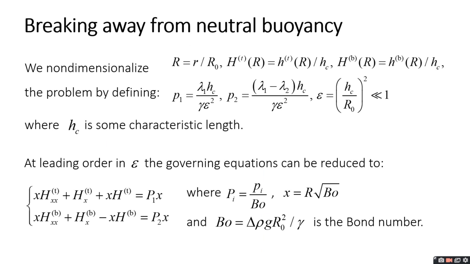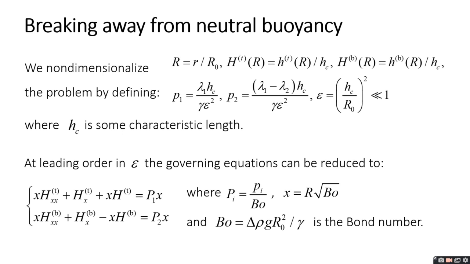Everything I showed you until now was done under neutral buoyancy conditions. However, if we allow the density difference to deviate slightly from zero, even more interesting shapes can be obtained. We can non-dimensionalize the governing equations, introducing a small parameter, epsilon, into the problem. This parameter represents the ratio of the vertical characteristic length, for example, the height of the deformation, to the horizontal characteristic length, which could be the radius or the diameter of the lens.